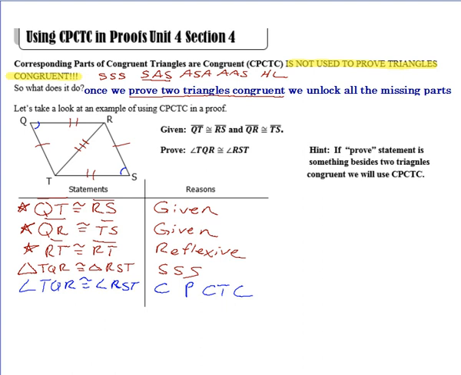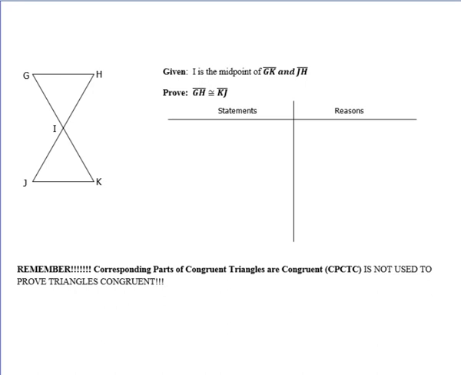Let's take a look at another example here. If we are given that I is the midpoint of GK and JH, and we're trying to prove that GH is congruent to JK. Notice, I'm not really given much here. All I know is that this point right here is the midpoint of JH and GK. So let's again work one thing at a time here. State our given. I is the midpoint of GK and JH. And that is given.